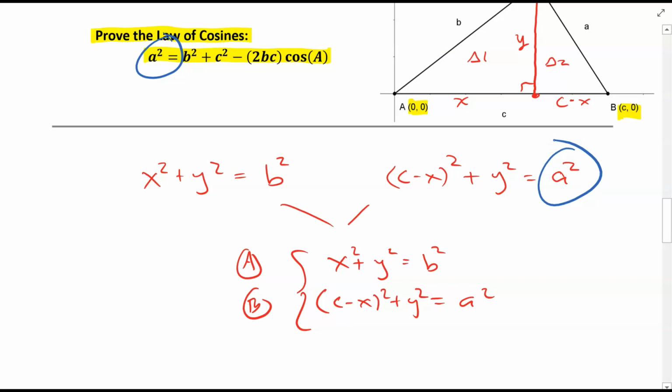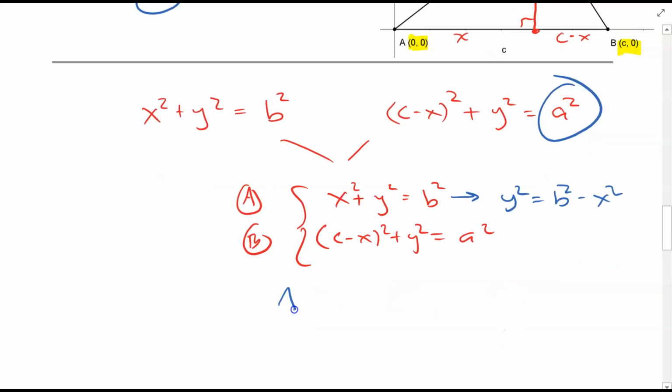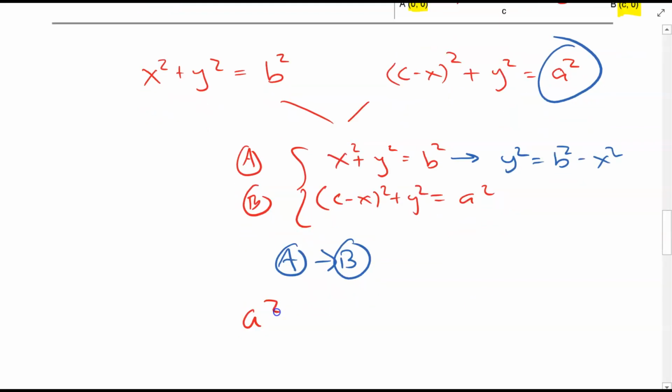I see the a squared by itself already in equation B. Did you guys notice that? So my goal is going to be to substitute equation A into equation B, so I keep that a squared by itself. Is that cool? So I would just rewrite this as y squared equals b squared minus x squared. And then when I plug equation A into equation B, I'd have a squared equals b squared minus x squared plus (c minus x) squared. Is everybody okay with the substitution that we made there?